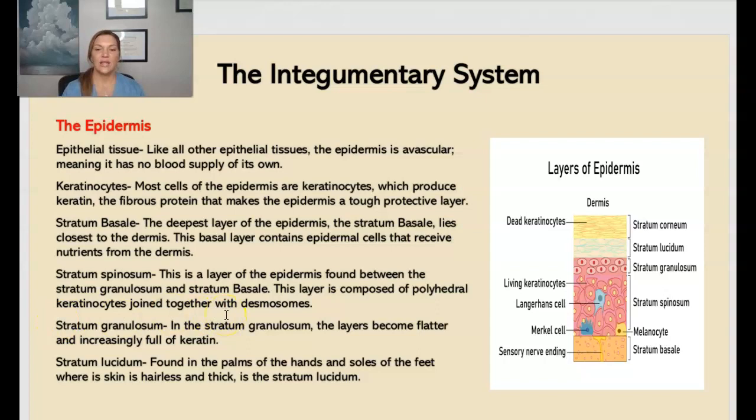And last but not least, then you have the lucidum, and the lucidum is found in the palms of our hands and the soles of our feet, where the skin is hairless and thick.